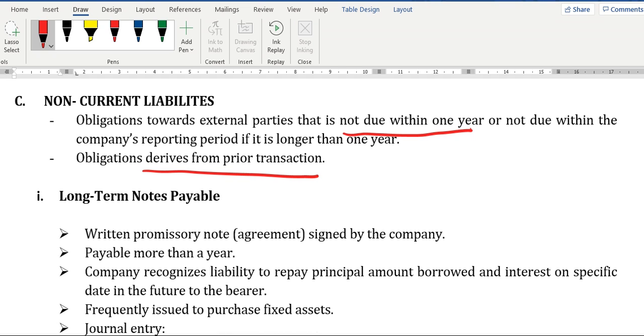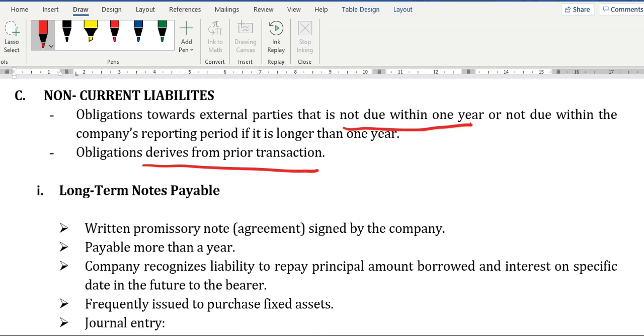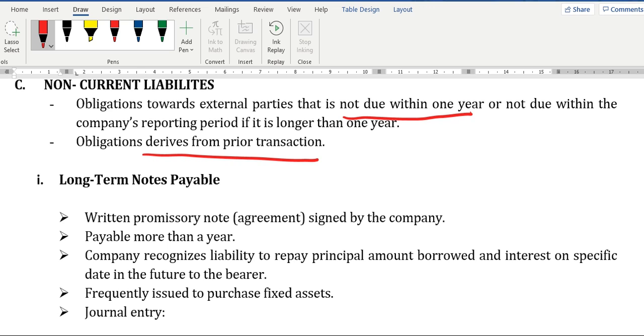Long-term notes. The first non-current liability we're going to go through today is the long-term notes payable. The characteristics of long-term notes payable are more or less the same as the short-term notes payable. Okay, it is still a promissory note by the company. So when you reach the maturity date, you need to repay the principal, the amount that you borrowed, together with the interest on the specific date. Okay, this specific date means the maturity date.